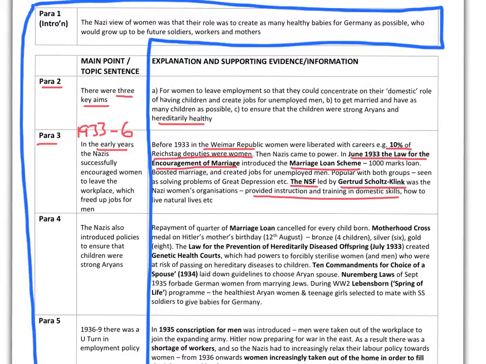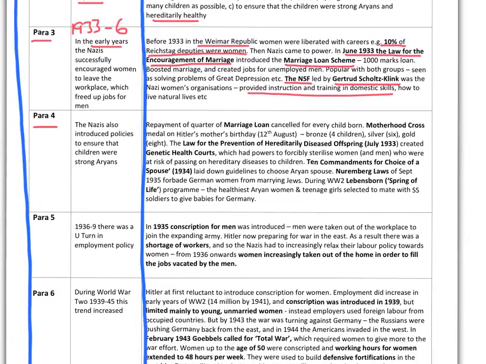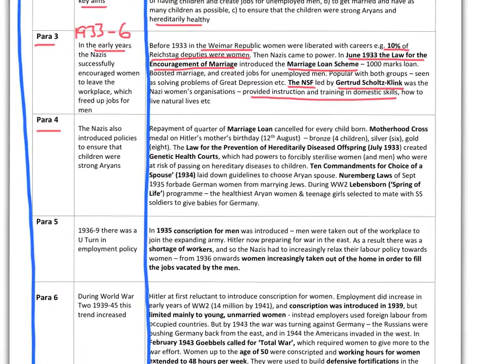Okay, so that's that paragraph. Then move on to paragraph 4. Now what you're doing here is you're focusing in on a parallel policy that was throughout Hitler's power, which was to ensure that children were strong Aryans. So it's not just the number of children, it's the quality of children. So lots and lots of children, quantity and quality.